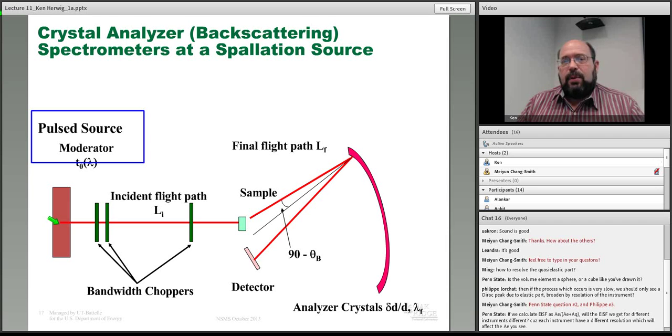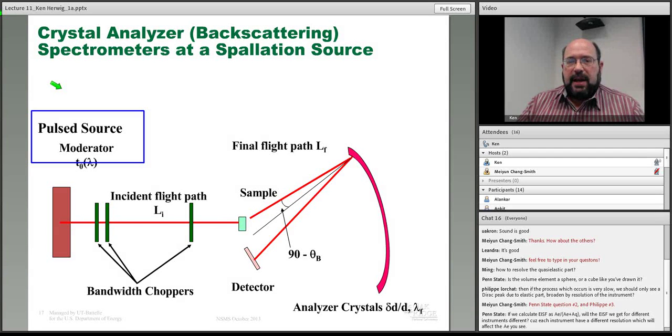You start a clock when the neutron begins at the moderator at a spallation source, and you stop it when the neutron is detected at the detector. Subtracting off the time it takes for the known final-wavelength neutron to scatter from the sample to the detector gives you the time it takes the neutron to travel from the moderator to the sample. Since you know that distance, Li, you know its velocity, you know its energy, and the difference in those two energies is just the energy transfer that you want to use in your quasi-elastic experiment. So that is how backscattering instruments work.